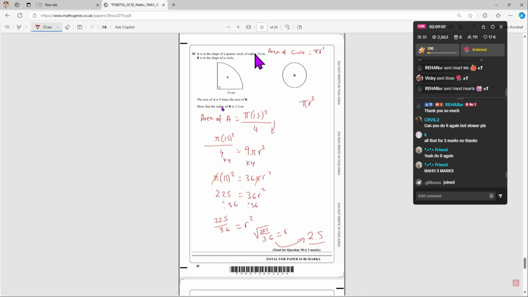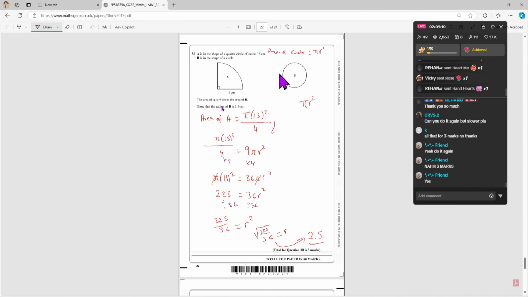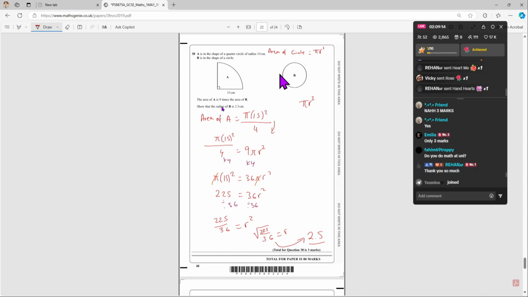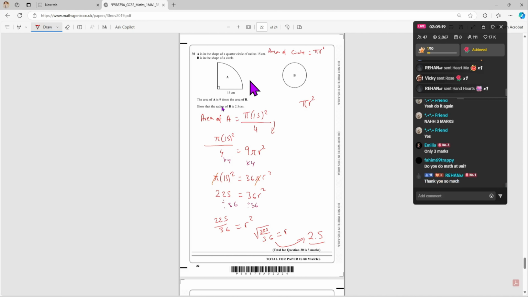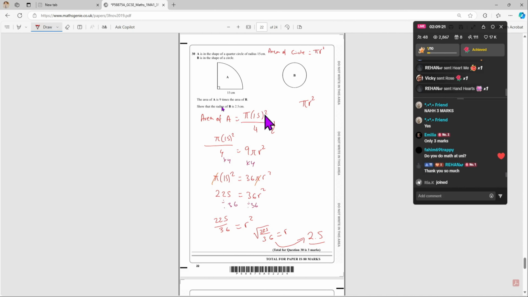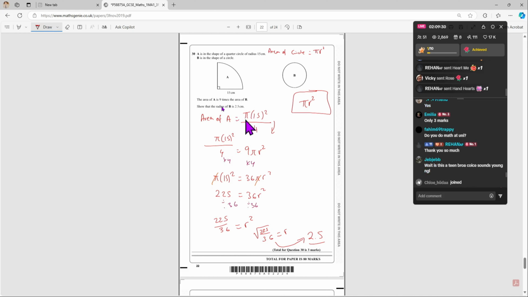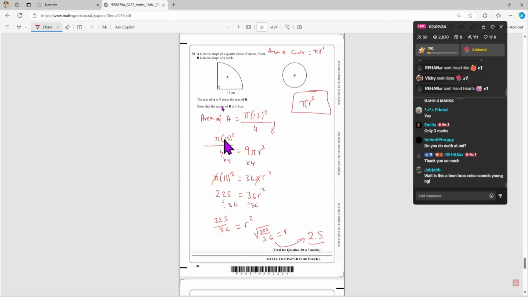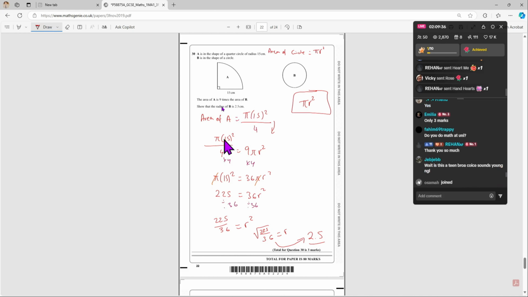First of all, you know that the area of a circle is pi r squared. That's the basic thing you need to know, and r means radius. So the expression for the area of circle B is pi r squared. To work out the area of A, it's going to be pi 15 squared divided by 4, because this is a quarter circle, so you have to divide it by 4.